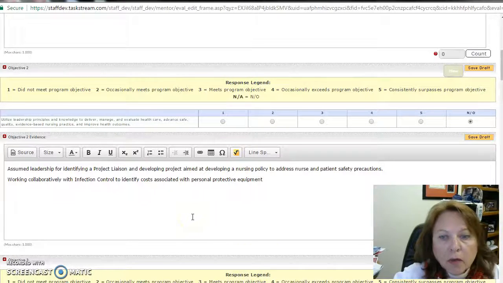So again, you're going to go through each one of the program objectives. You're going to pick which of these Likert ratings you believe best describes what you've done so far to meet that objective. And you're going to provide an exemplar or 2 or 3, however many you can come up with. 1 is sufficient, about the way that you have specifically met each of these objectives.